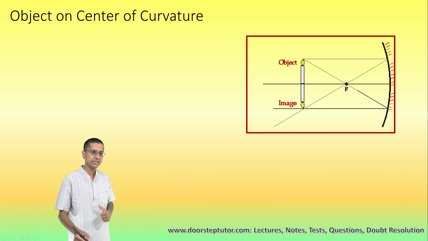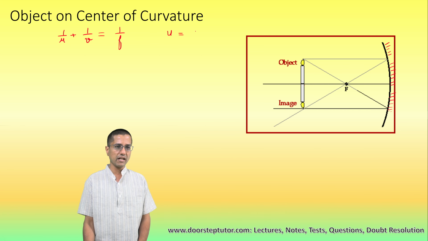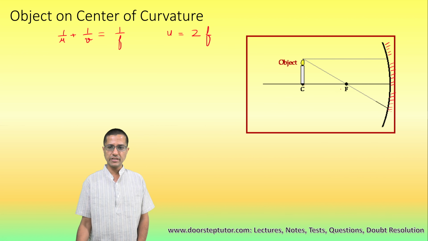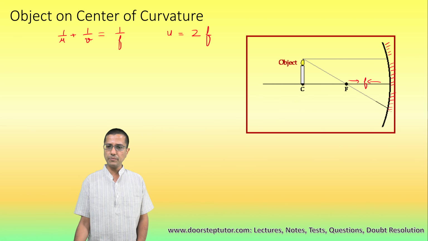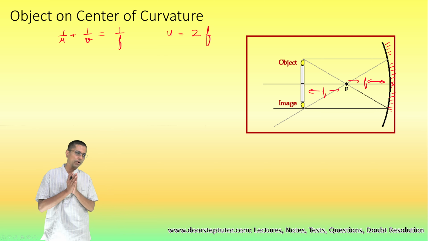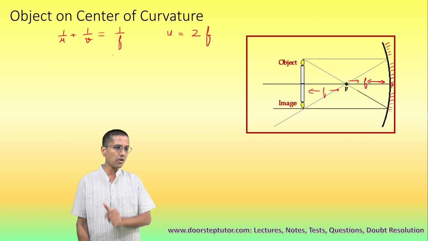Now, what we want to do is apply our mirror equation and understand how this equation works out in this particular case. How do we apply this equation? When the object is placed at the center of curvature, it means that u is equal to 2f. This is the focus, and the distance from the pole is the focal length. If we go another focal length distance, then we reach the center of curvature. In the case of a concave mirror, this is true for all of them.